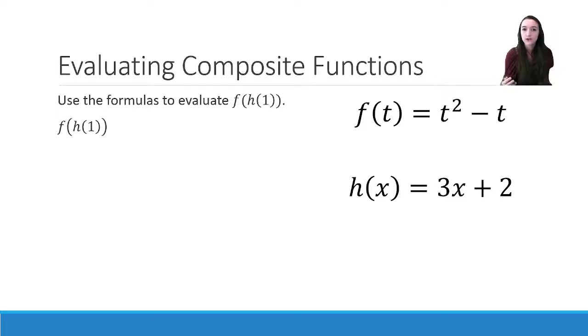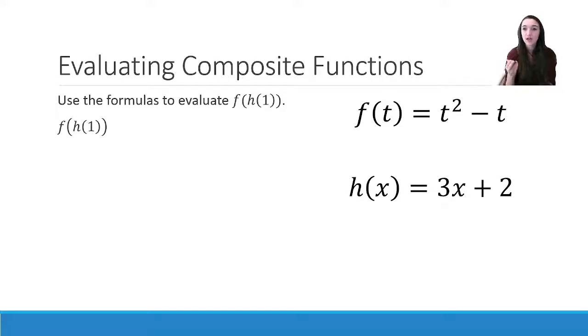Now, what about if we are evaluating them algebraically? Well, here, use the formula to evaluate f of h of 1. Here we have h of x equals 3x plus 2, and f of t equals t squared minus t. So it doesn't always have to be x for both of them. We can use different letters. It doesn't matter because remember, you can change your letters pretty easily.